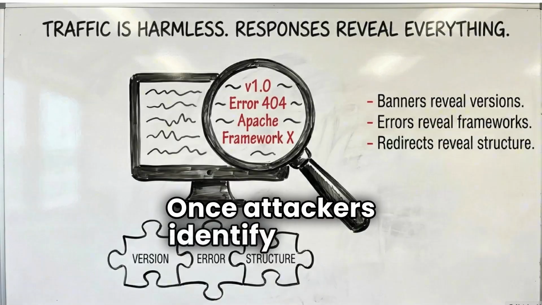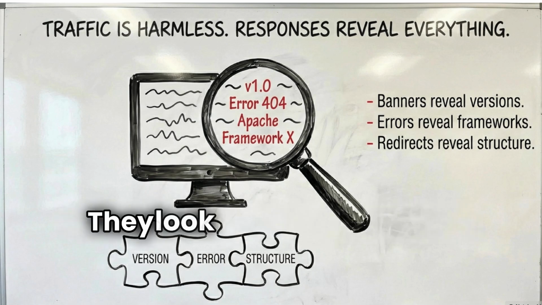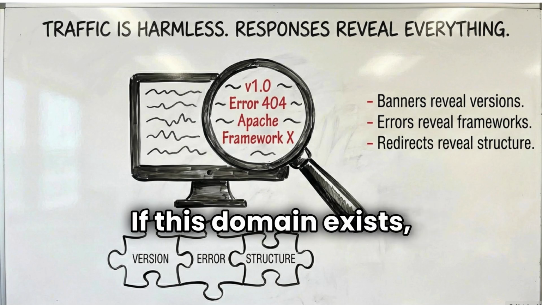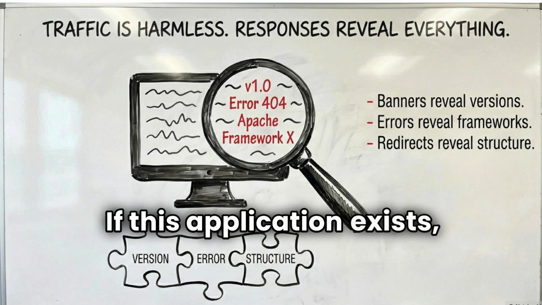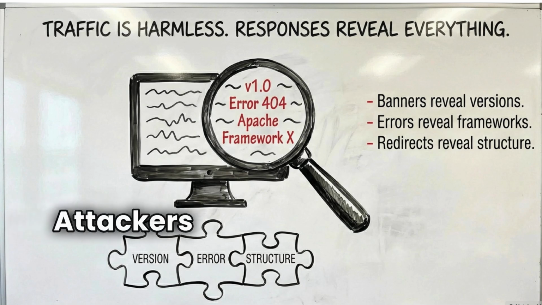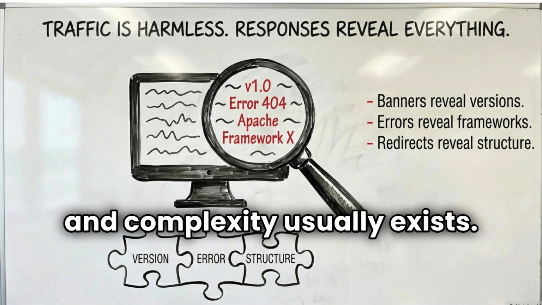Once attackers identify visible assets, they expand outward. They look for relationships. If one service exists, what else might exist nearby? If this domain exists, are there related subdomains? If this application exists, what back-end systems does it rely on? Attackers assume complexity, and complexity usually exists.